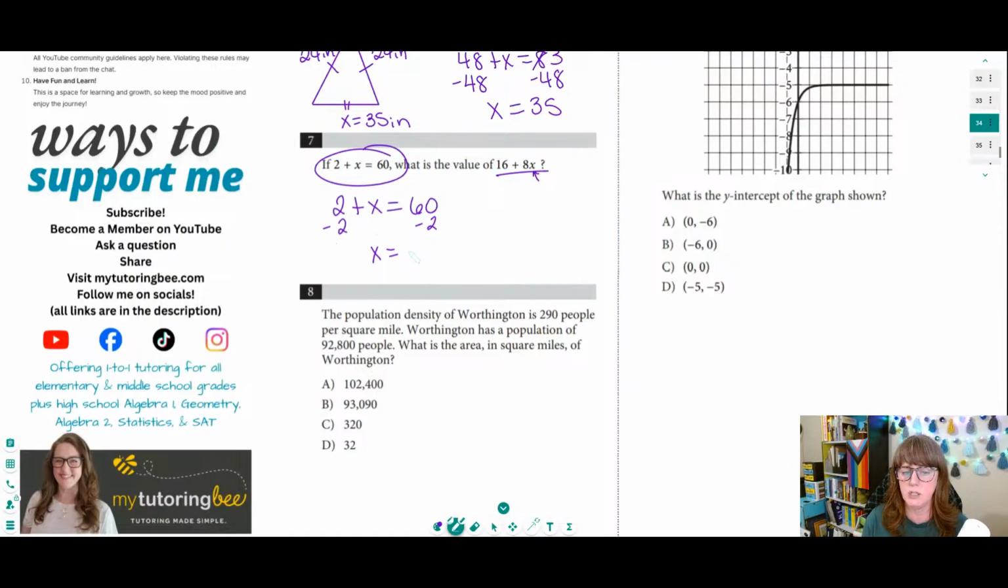So 60 minus 2 is 58. And then we're going to substitute that into this one. So we're basically doing two different problems here. Luckily, it's not too challenging. And I am going to use my calculator for this one. I don't happen to know what 8 times 58 is off the top of my head. 464. 16 plus 464 gives us 480. So again, this is one where you would just type in the answer for that one.